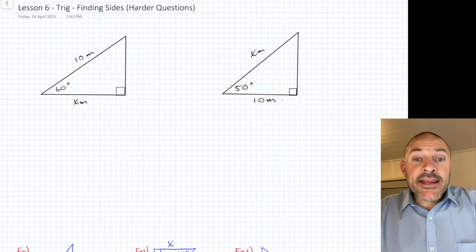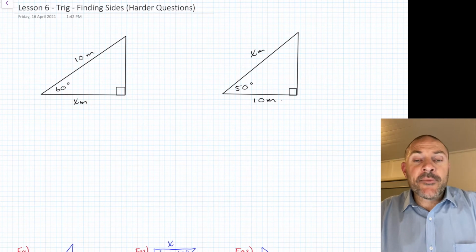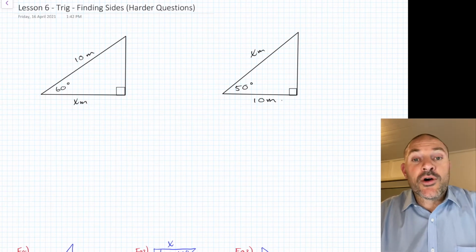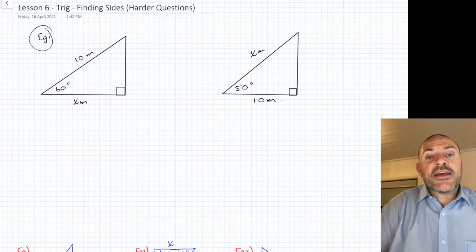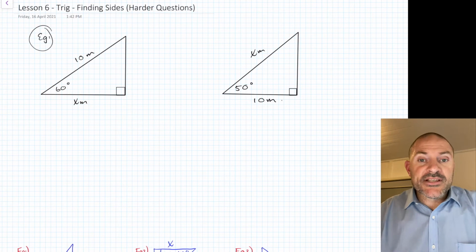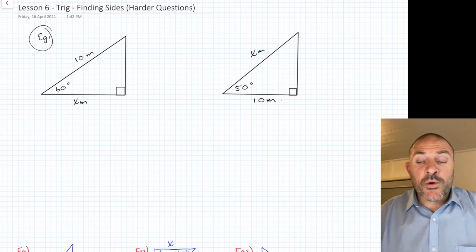Today we are extending our last lesson where we were looking at finding the sides of a right angled triangle using trigonometry. We're still doing that, of course, but we're just going to look at slightly more complex questions. But to start off with, let's just look at this very quick example, where we're going to revisit last lesson just to ensure we know what we were doing.